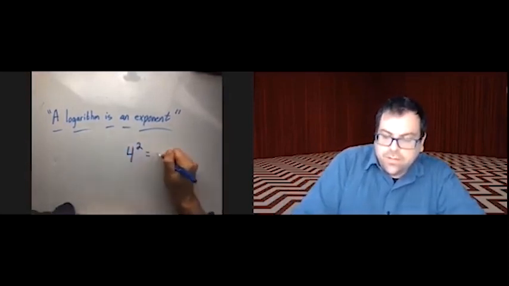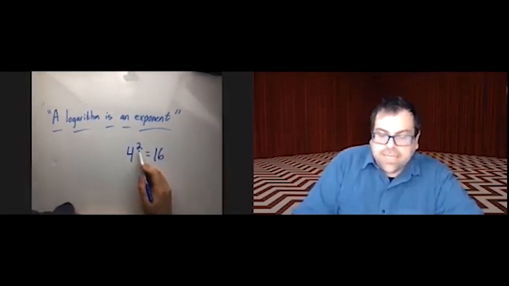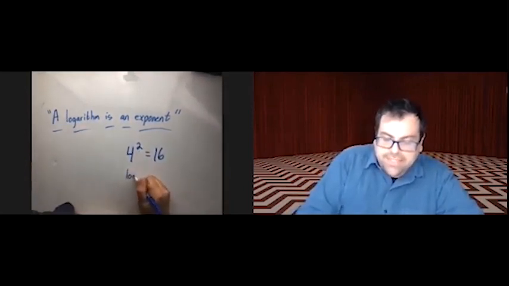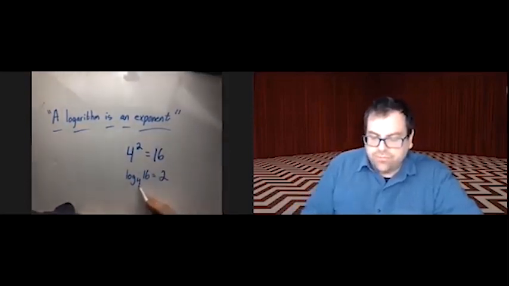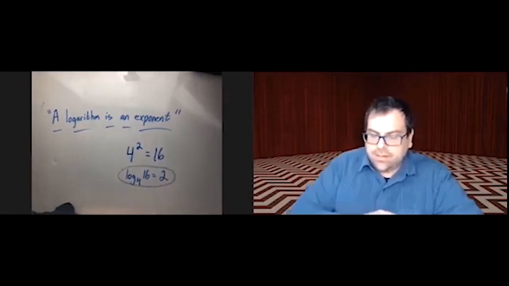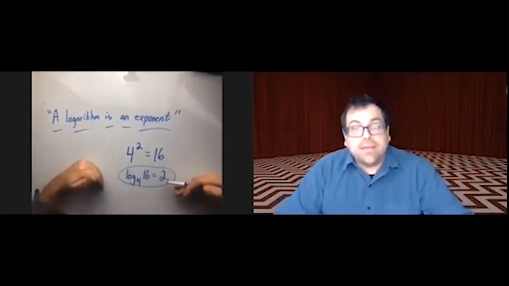Four squared is 16. Base 4, exponent 2. So the base 4 logarithm of 16 is the exponent 2. 4 to what power is 16? 4 to the second power is 16. So these are saying the same thing.